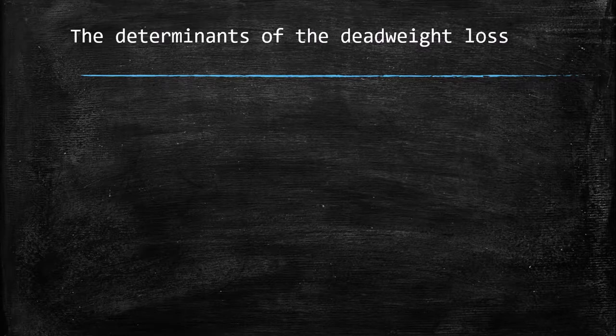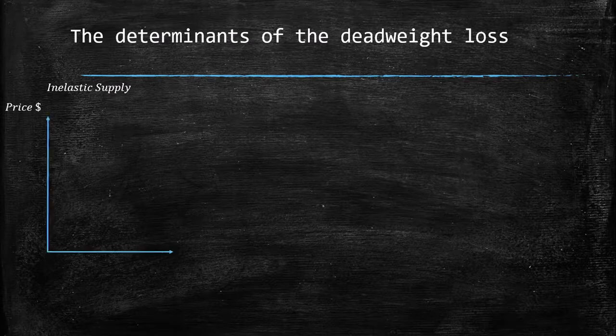Now let's look at the determinants of the deadweight loss. Here we have several cases. The first case is inelastic supply. Remember, inelastic supply is a supply that doesn't respond much to changes in prices. So it doesn't matter how much the price changes, the quantities are not going to vary too much.